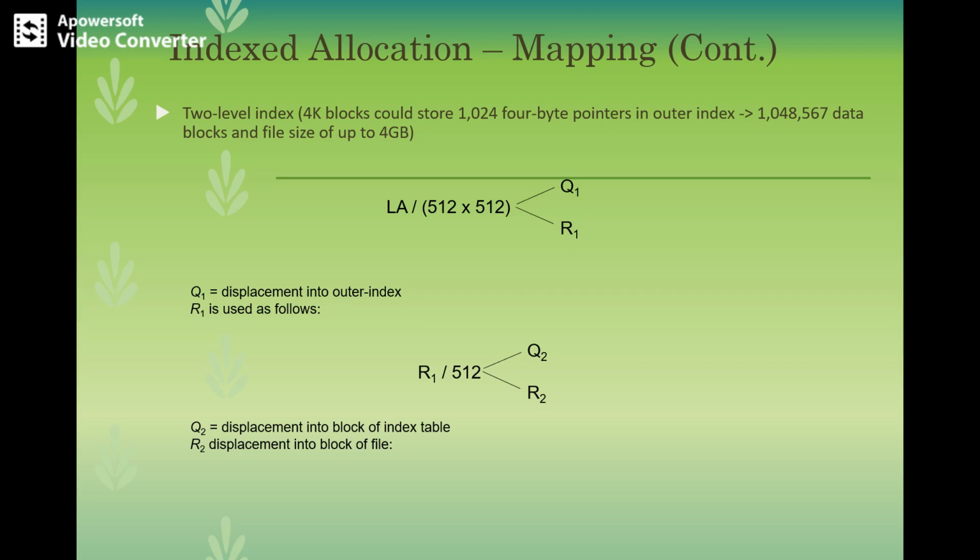Okay, so a two level index of 4K blocks could store 1024 byte pointers or 512 into 512. You can observe this is divided into two level indexes Q1 and R1. Q1 is an index for displacement into the outer index, and R1 is used as follows: R1 of 512 bytes is again split up into Q2 and R2, which is the displacement into the block of the index table and the displacement into the block of the file.